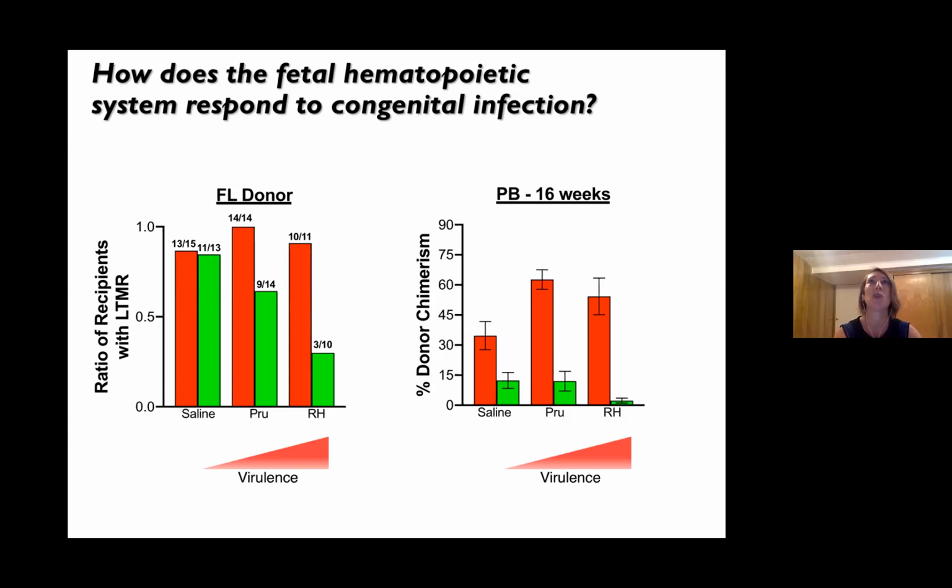We aim to be able, on an individual embryo basis, to look at vertical transmission with these different strains. We haven't yet done that, but we know that for RH, there's almost always congenital infection, whereas for Pru, it's a lot more variable and less likely to have a congenital infection.